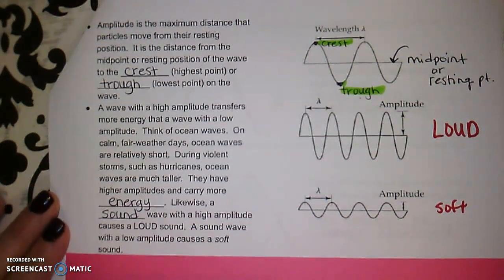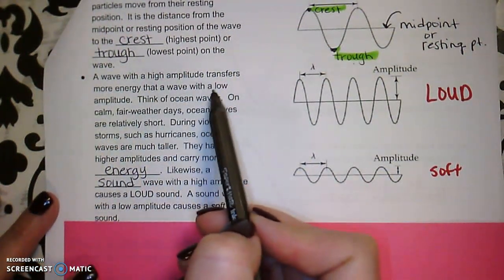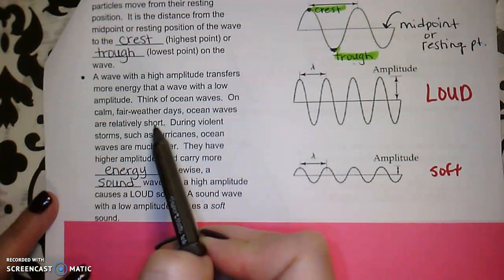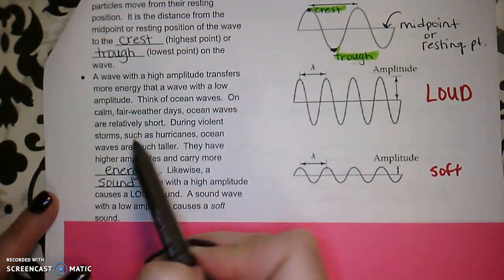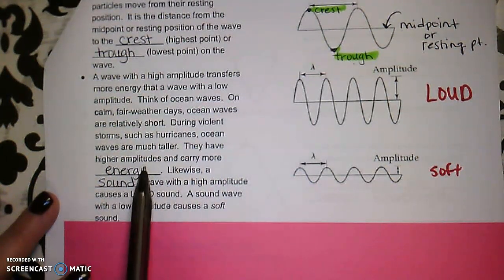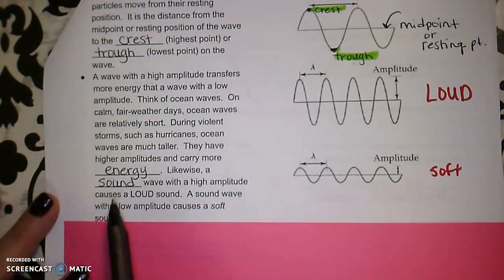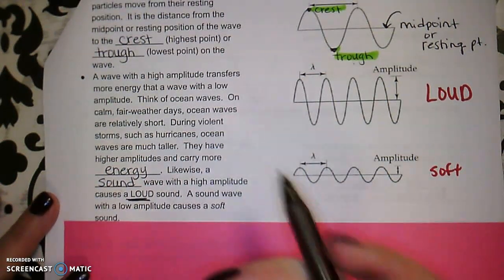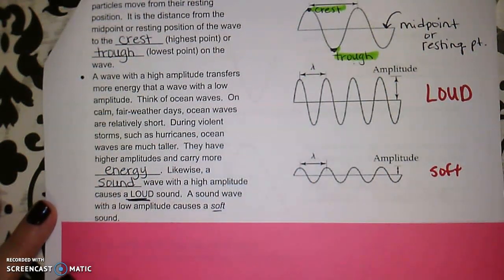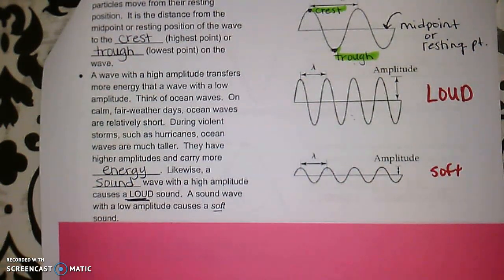And then our last little piece is a wave with a high amplitude transfers more energy than a wave with a low amplitude. Think of ocean waves. On calm, fair weather days, ocean waves are relatively short. During violent storms, such as hurricanes, ocean waves are much taller. They have higher amplitudes and carry more energy. Likewise, a sound wave with a high amplitude causes a loud sound, and a sound wave with a low amplitude causes a soft sound. So this wave right here would result in a very loud sound.